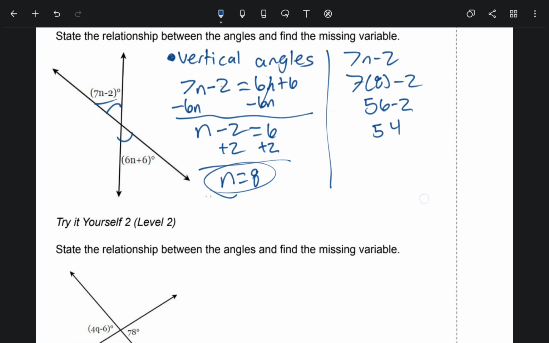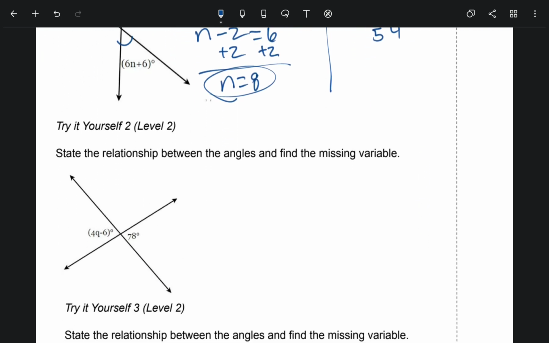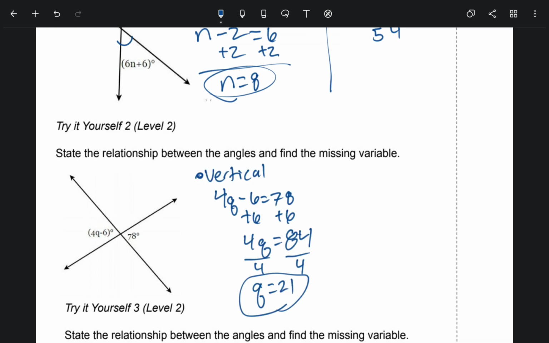So go ahead, try this next one by yourself. And I'm going to give you the solution. Pause the video if you need it. Need the time. 3, 2, 1. Here you go.